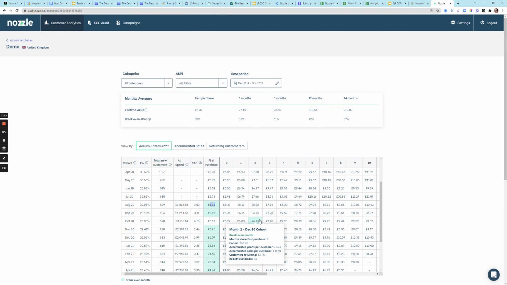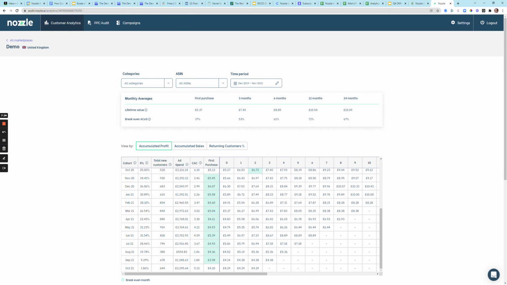I had to wait 2 months to break even, i.e. when is the first time that this number in this row is larger than my customer acquisition cost. And so it's always going to be highlighted in green to show you when you're breaking even. So pretty much all the time in this example, you're breaking even on that first purchase.